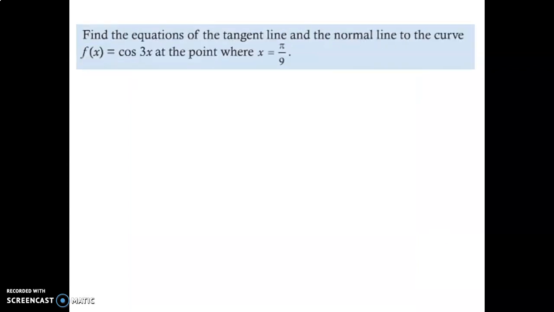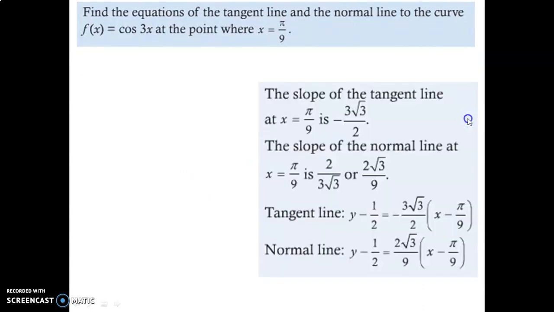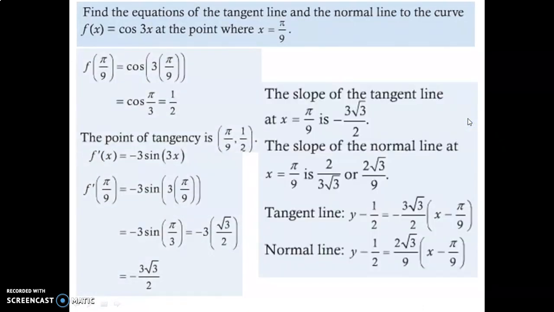Okay, last one. You're going to find the equations of a tangent line and a normal line. Oh my goodness. I can't believe you're doing this to me. Yes, yes I am. Tangent and normal lines. Remember how to find those? Let's try. Try your best and then check your work. Here are the solutions to that. Pause, study it carefully. You can do it.